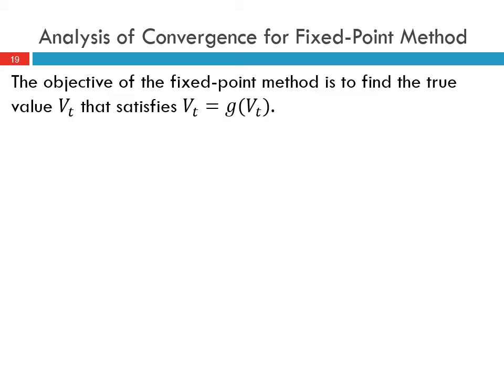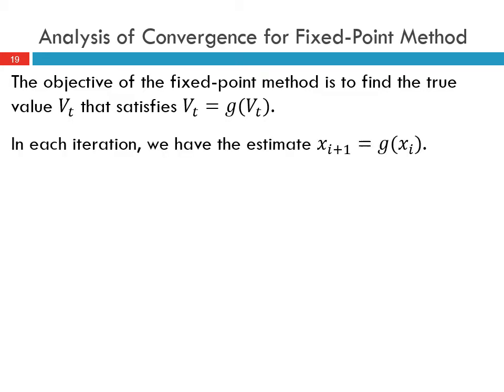So we should spend a bit of time talking about an analysis of convergence for the fixed point method, to understand a little bit of these last couple of examples. The objective of the fixed point method is to find the true value vt that satisfies vt equals g of vt. In each iteration, we have the estimate that x of i plus 1 is equal to g of xi.